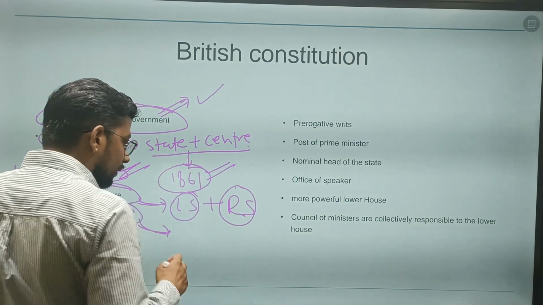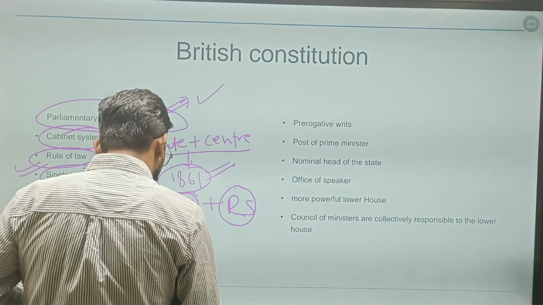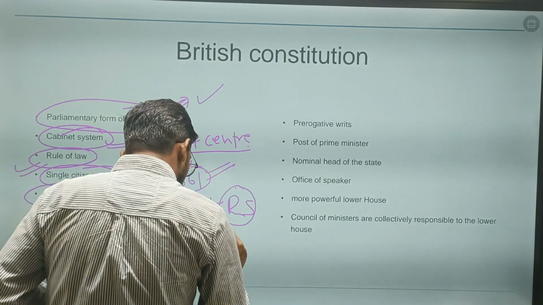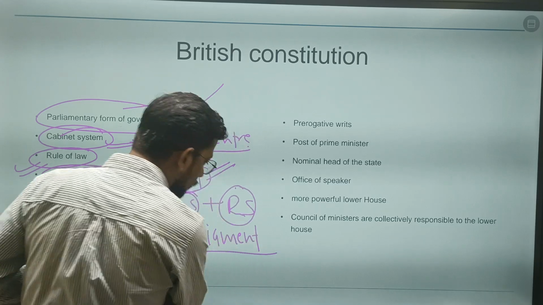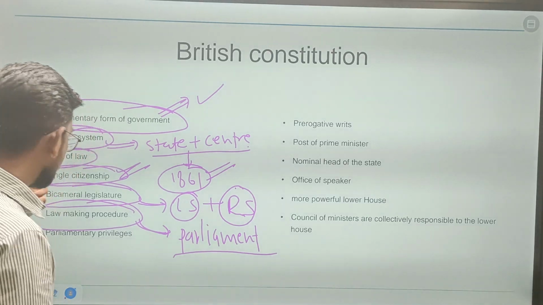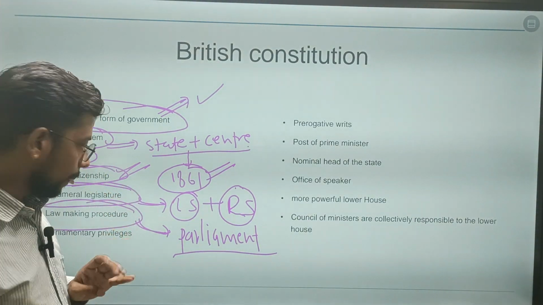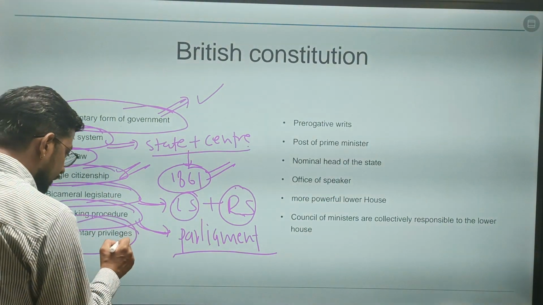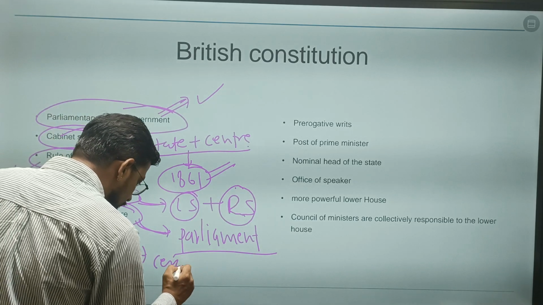We already know in India laws are made through the parliament. This provision we have taken from Britain. In Britain also, if any law has to be made, then that law must be passed through parliament. Then parliamentary privileges. Parliament has certain privileges.